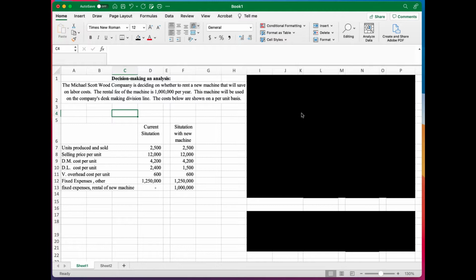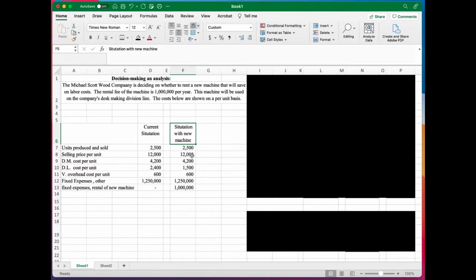So, what we have here is our current situation, and we have our situation with the new machine. So we have alternative 1, and we have alternative 2. Also provided are the units produced and sold, the selling price per unit, the direct material cost per unit, and the direct labor cost per unit. We also have the variable overhead cost per unit, we have the fixed expense other, and then we have the fixed expense, which is the rental for the new machine.